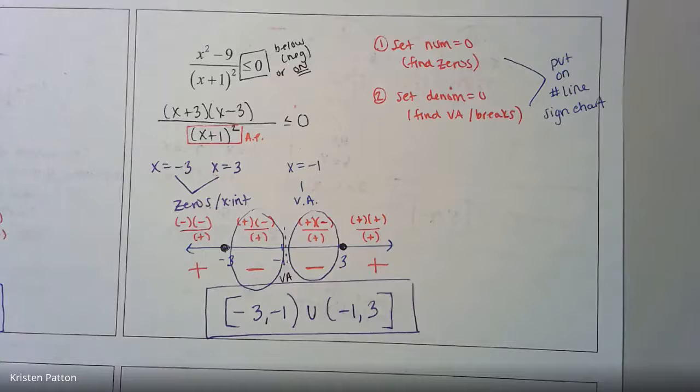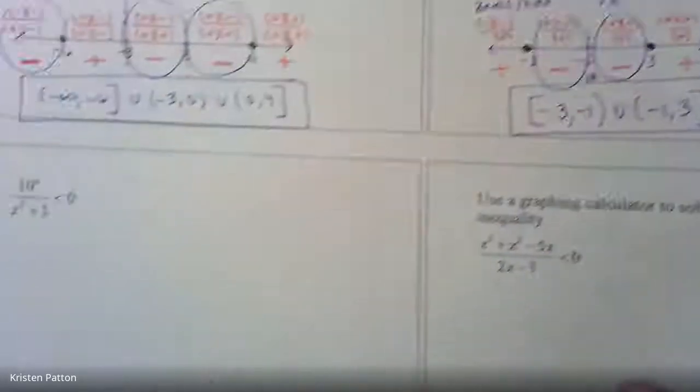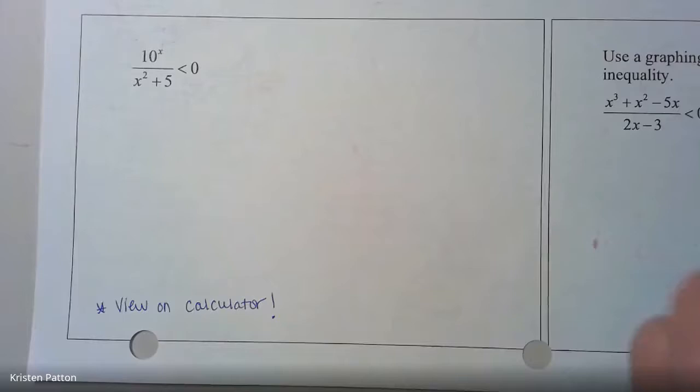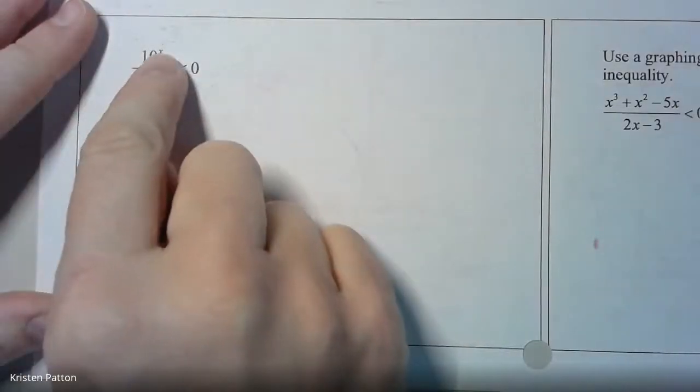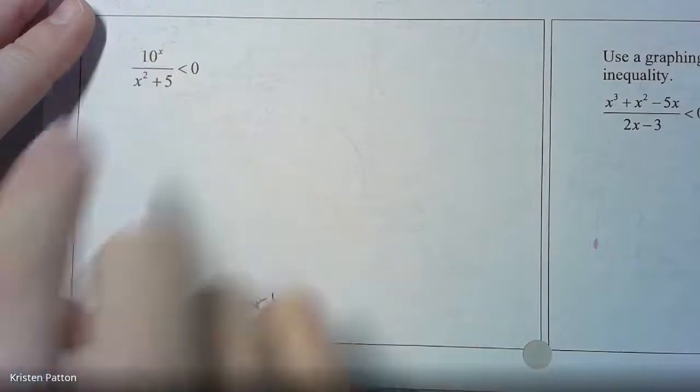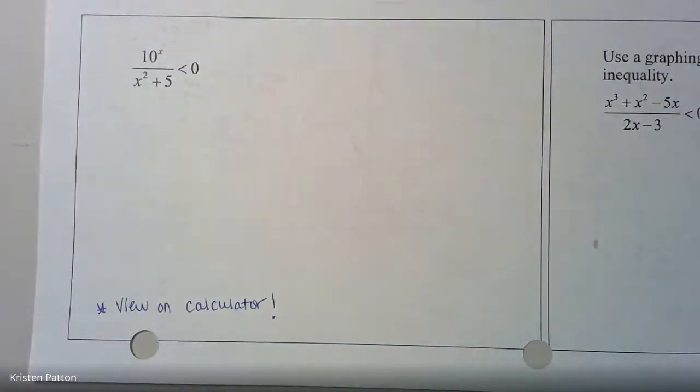All right. Well, let's go to the next one. Now, the next one's a little bit different. I mean, it looks a little bit easier, right? Less going on. However, and this is not a typo, it says 10 to the x. This is different. This is a different kind of function altogether. However, we're still going to treat it the same way, right?